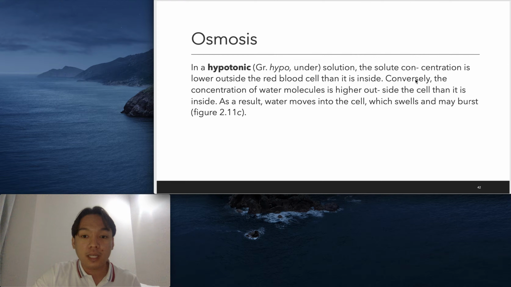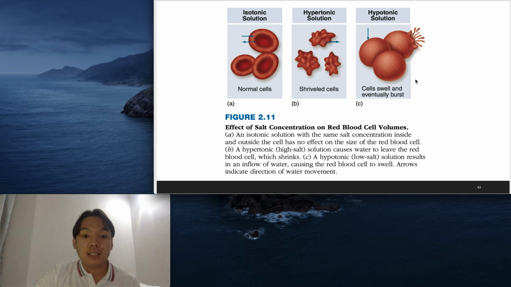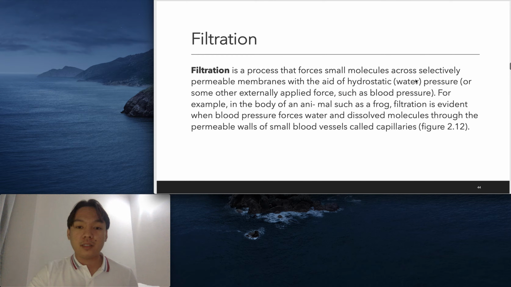And hypotonic is when the solute concentration is lower on the outside of the red blood cell than the inside. So what happens is the water moves into the cell. It will swell and may burst. So take a look at this effect of salt concentration on the red cell volumes. In isotonic, normal cells. In hypertonic, they have shriveled, crenated cells, and in hypotonic, the cells will swell and eventually burst.